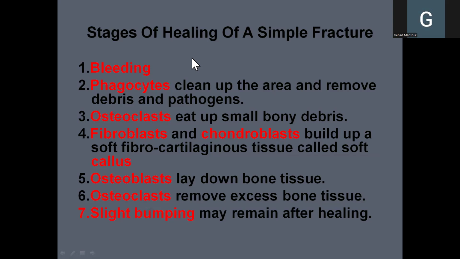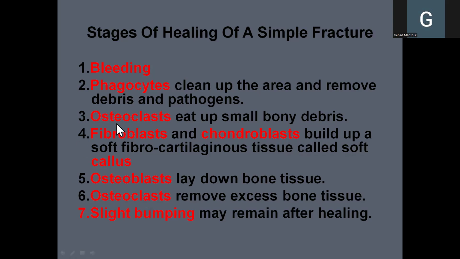Here are the steps of healing of a simple fracture. At first, as we said, there is a hematoma because of bleeding, and then come the phagocytes, which are large white blood cells that look like amoeba, that have processes and that can surround particles and engulf them and digest them. So it will remove any microbes or pathogens that might cause diseases, and any tissue debris or bony debris fragments that resulted from the fracture.